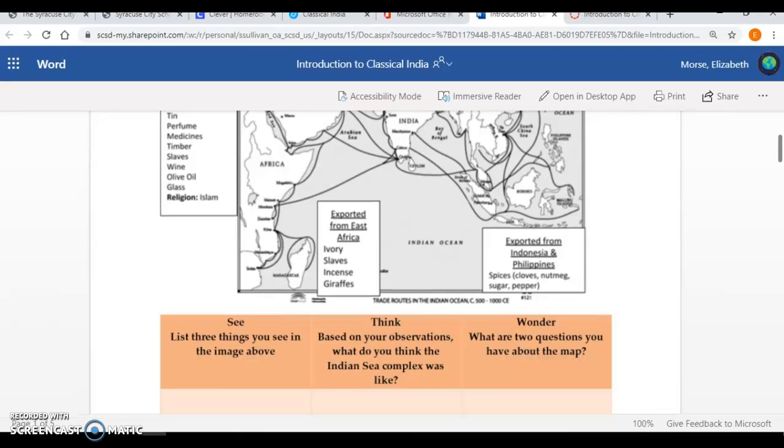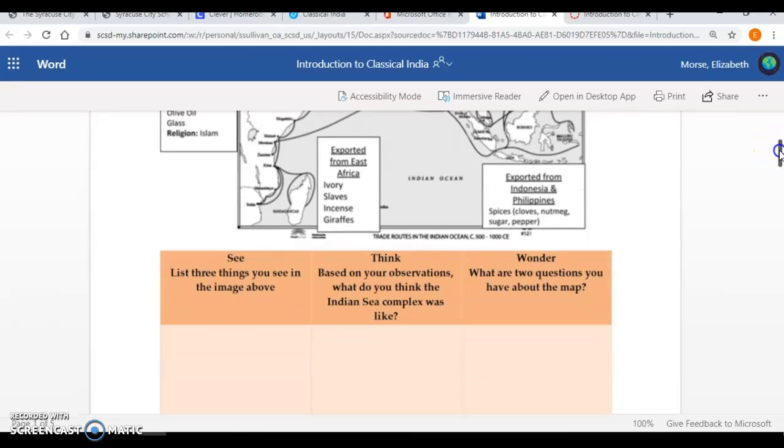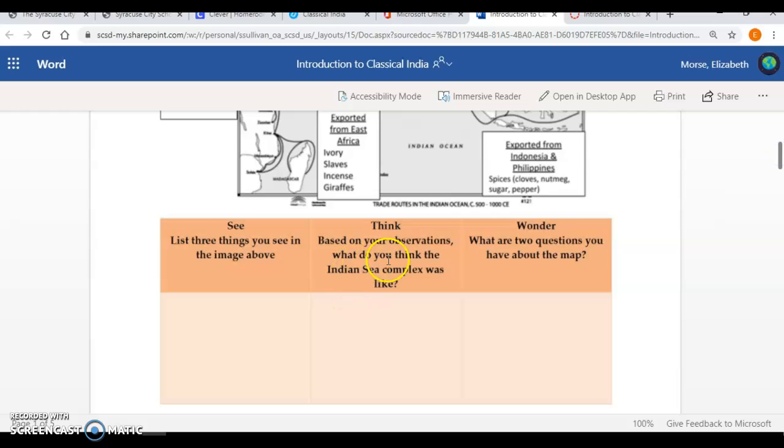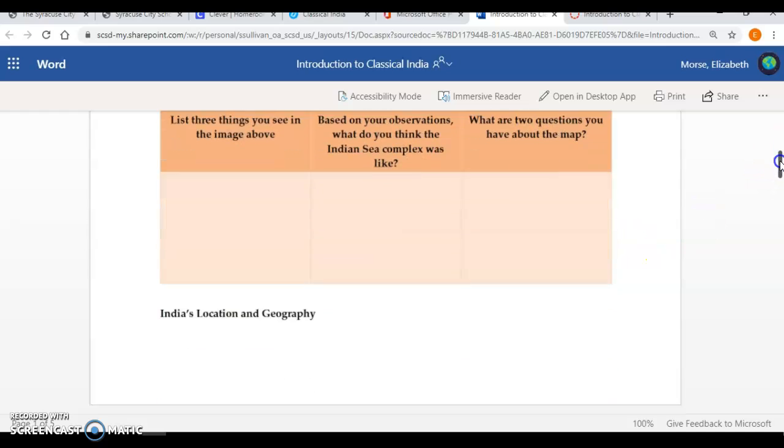You're going to complete the See, Think, Wonder. So 3 things you see, 2 things you think about what the Indian Sea Complex was like, and then 2 questions you have about the map, just to get you thinking about this region.